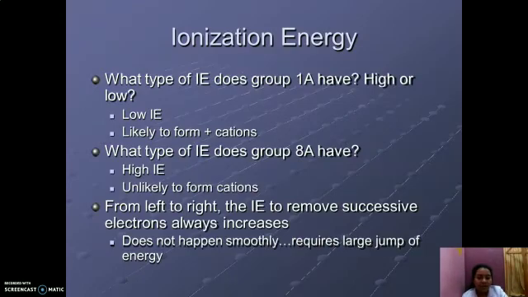So what type of ionization energy does group 1A have? 1A means the alkali group in the periodic table. Will it be high or low? It will be low. What will be the reason? Let's check.